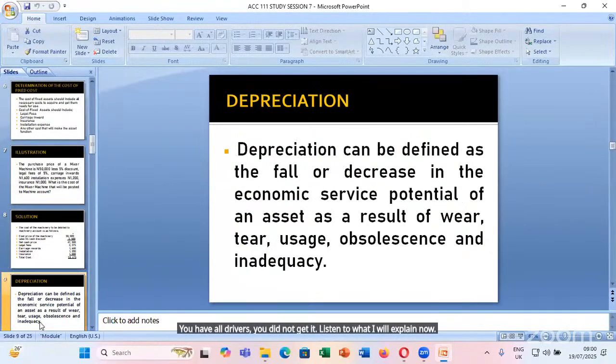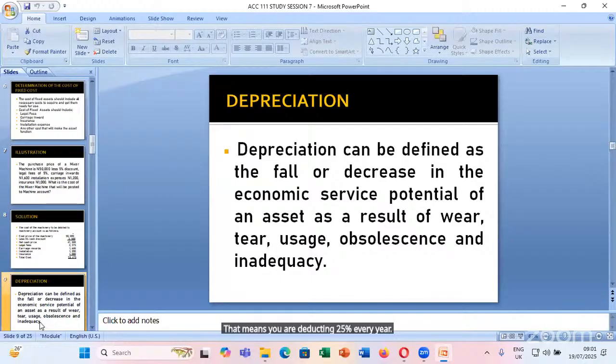Depreciation can be defined as the fall or decrease in the economic service potential of an asset as a result of what? Wear, tear, usage, obsolescence, and inadequacy. What do I mean? When you buy a motor vehicle, say for 10 million naira, we usually depreciate a motor vehicle for 4 years. That means you are deducting 25% every year.